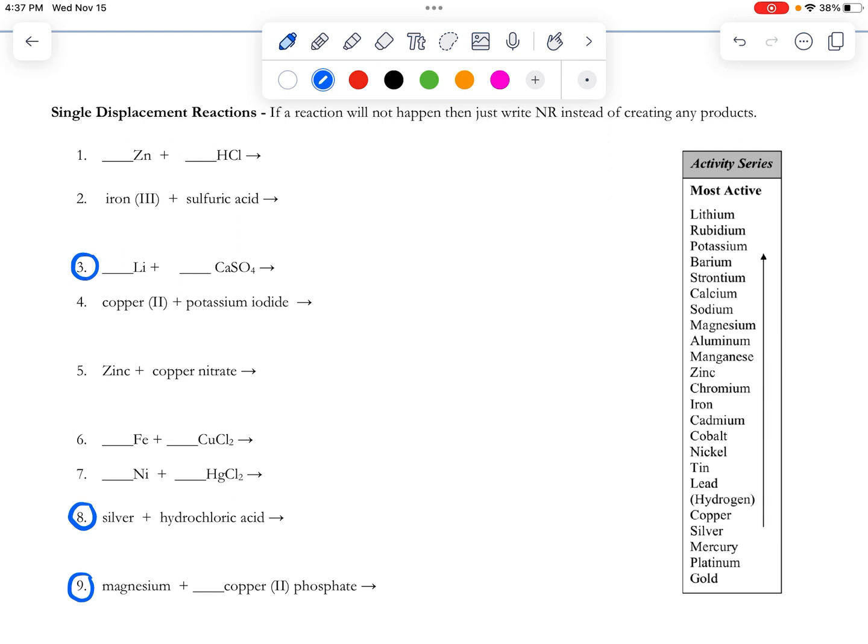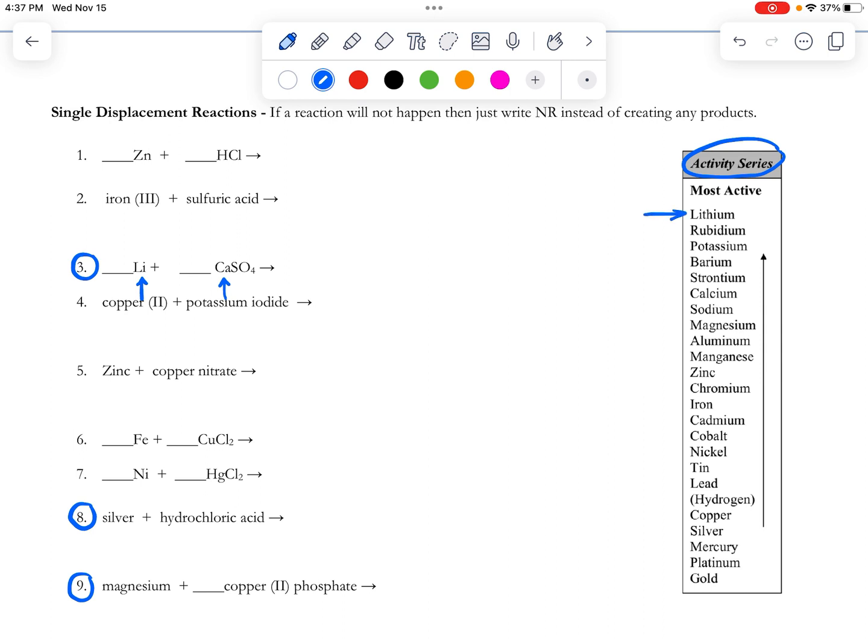Here we have lithium reacting with calcium sulfate. For single displacement reactions, you're going to need the activity series, which is on the back of your periodic table. We have to first look and see if this reaction is going to happen. And what we're looking for is we want our lonely metal or our unbonded metal solid to be higher up on the activity series than the metal that is in solution or bonded. So we need here lithium to be higher than calcium.